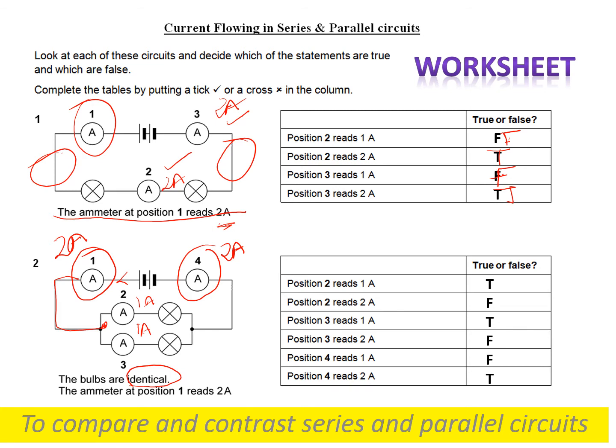Now let's look at the true or false. Position 2 reads 1 amp. Yes, that's true. Position 2 reads 2 amps. That is false. Position 3, which is the other bulb, also reads 1 amp. True. Position 3 reads 2 amps. False. Position 4, which is here, reads 1 amp. No, it is the current going back, so it should be the same as the current coming from the cell, which is 2 amps. Okay?